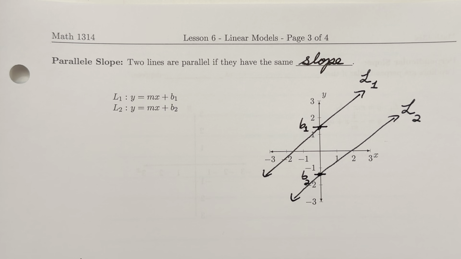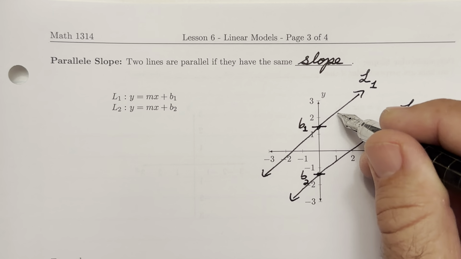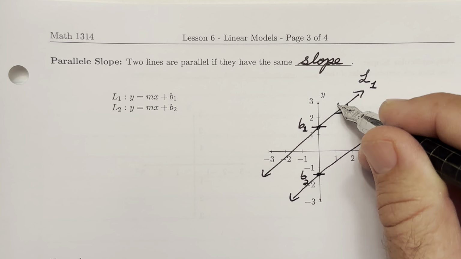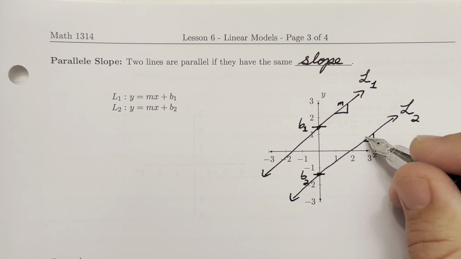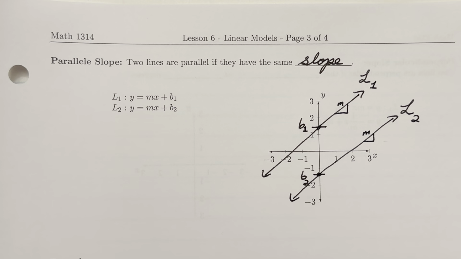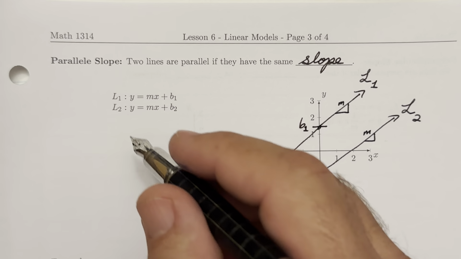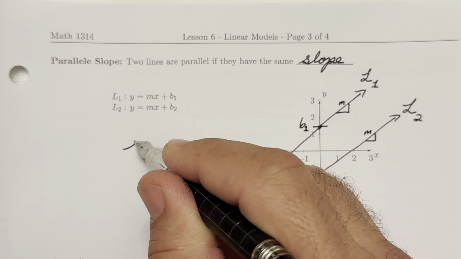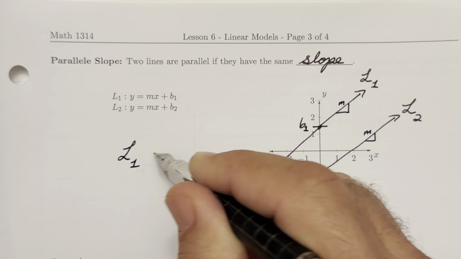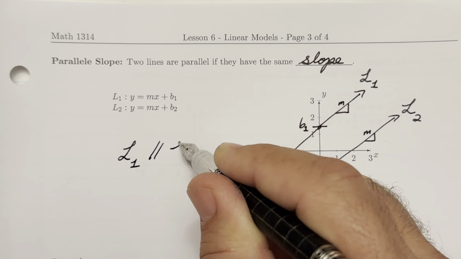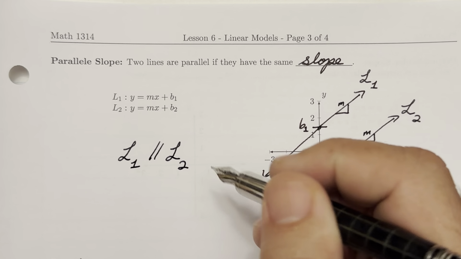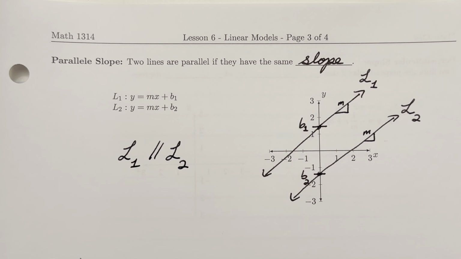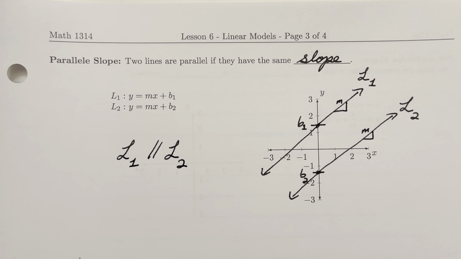All right, that's how it works. It doesn't matter what the slope is, as long as they're the same, these two lines will be parallel. Okay. And so a shorthand way of writing this would be L1 is parallel to L2. All right, so let's do a quick example with this.